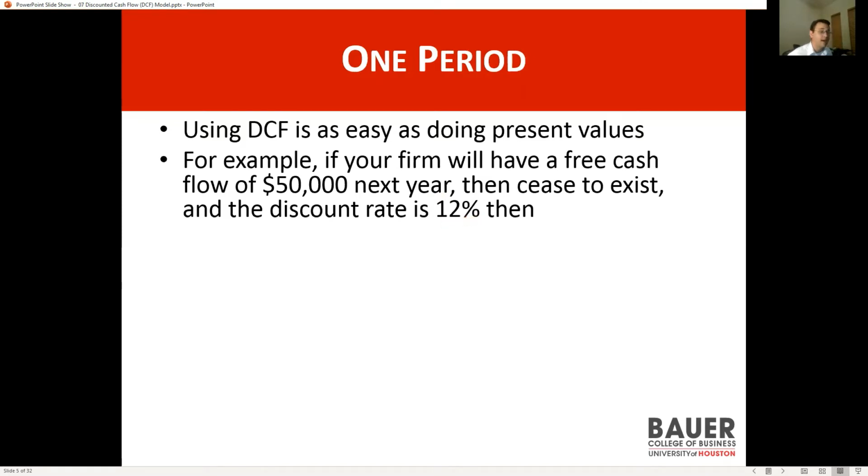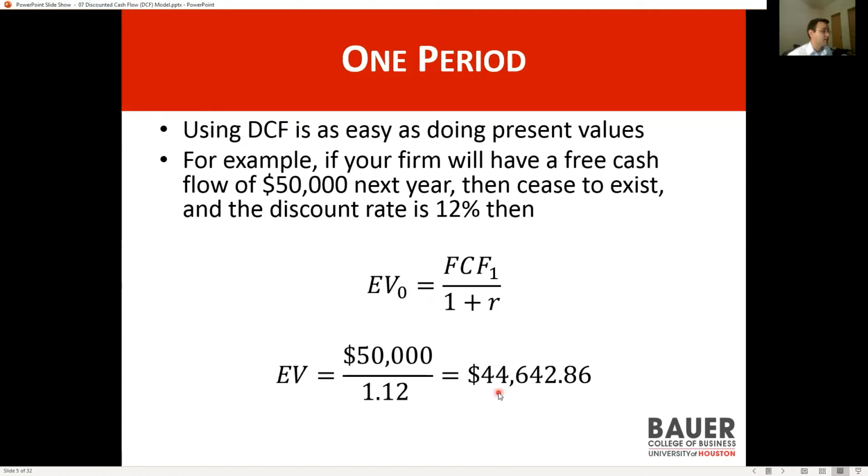So what would be the value of the operations of that company? Well, it's just going to be the value of that $50,000. Okay, so the enterprise value is going to be the discounted value of the free cash flows. We only have the one free cash flow, so that's real easy to do. The enterprise value is going to be $44,643. So this is the most simple. We're going to build onto this model.